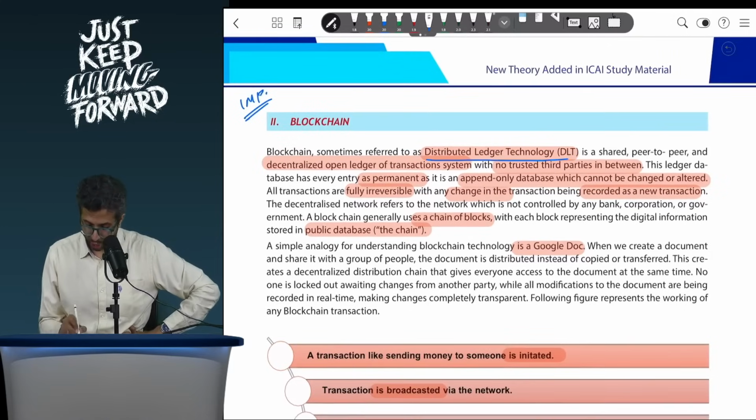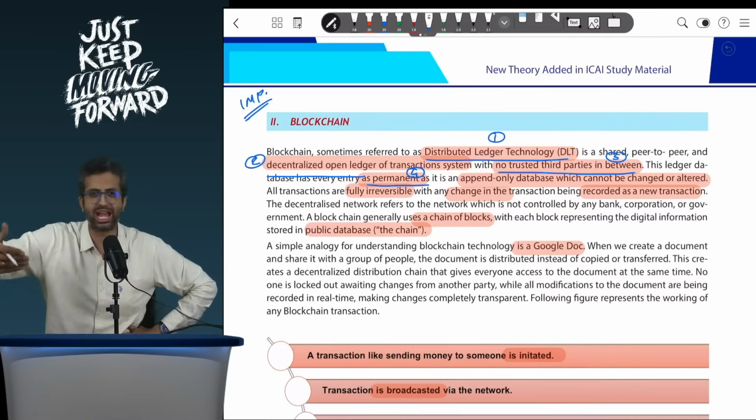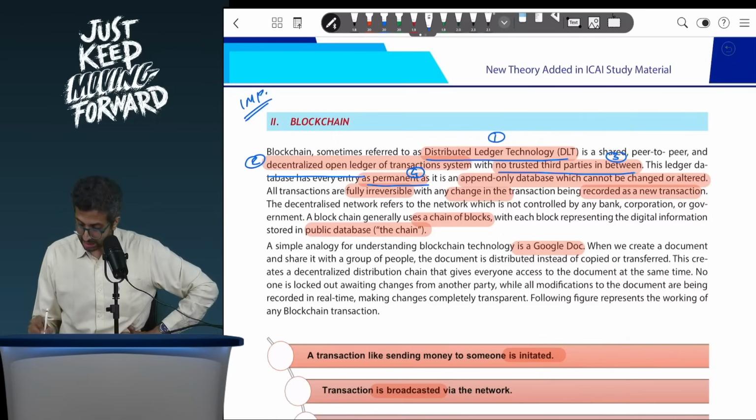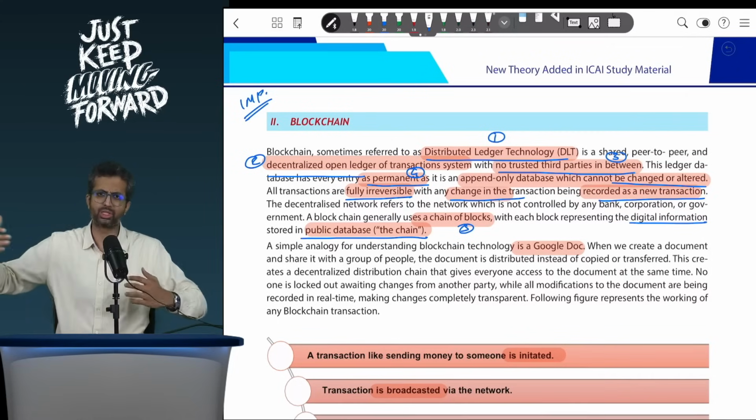It is a shared peer-to-peer decentralized system. So distributed ledger, important word, decentralized, important word, with no third parties in the middle. These will result in permanent transactions, which is an append-only database. So that is add only, you cannot edit, cannot be changed or altered. It is fully irreversible, and a change in the transaction is recorded as a new transaction. These are the few things regarding blockchain. What is a blockchain? Basically, it is a chain of blocks representing digital information stored in a public database, which is called a chain.